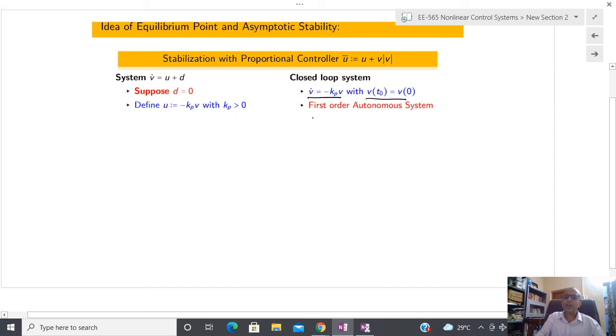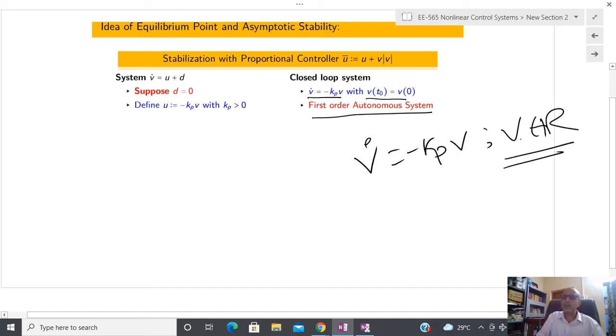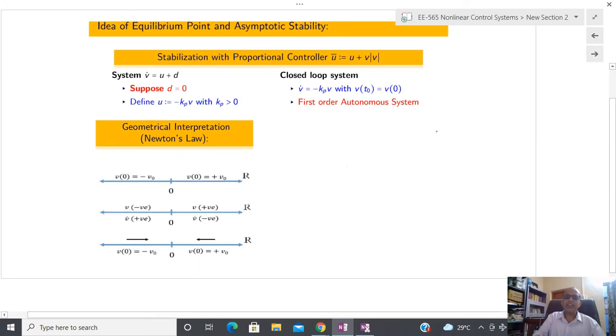And after substituting the control, you can see that I have some kind of autonomous system, and this is a first order autonomous system because v(t) belongs to R. So this is the real line, and v(t) somehow belongs either on the positive side or the negative side. Whenever I talk about stability, I draw a geometrical picture like this using a real line, and after that I consider all possible cases.